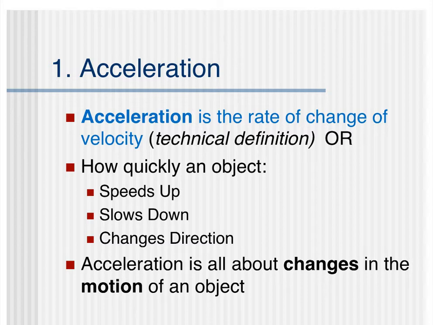I personally like a slightly different form of the definition, and that is that acceleration is how quickly an object does one of three things: either speeds up, slows down, or changes direction. Okay, so those are the three ways that we can accelerate. We can either speed up and go faster, we can slow down and go slower, or we can turn and change directions. And acceleration measures how quickly that transition happens. So it's all about the change. That's really the key idea with acceleration. Acceleration is changes in motion.